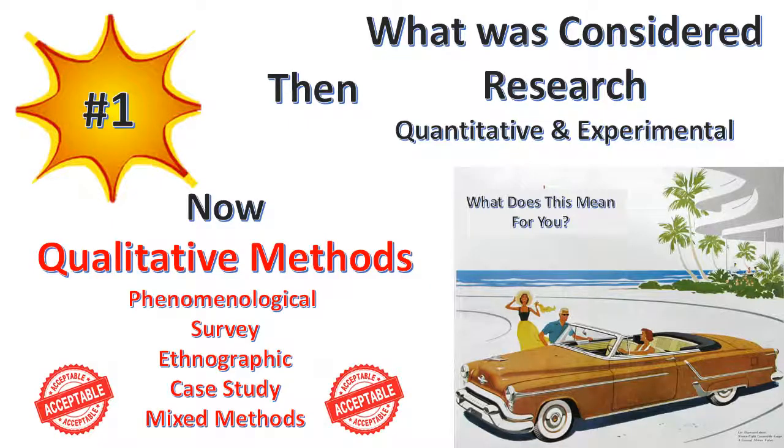Trend number 1. What was considered research then has changed. Originally, most research was quantitative and it was experimental. So in your mind's eye, you might think of research, say 50, 100 years ago, as more of a quantitative design, where they were looking to manipulate variables to see if that had an impact on a particular population or a subgroup of that population.